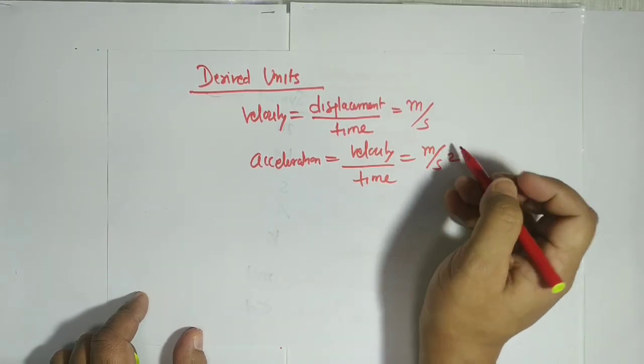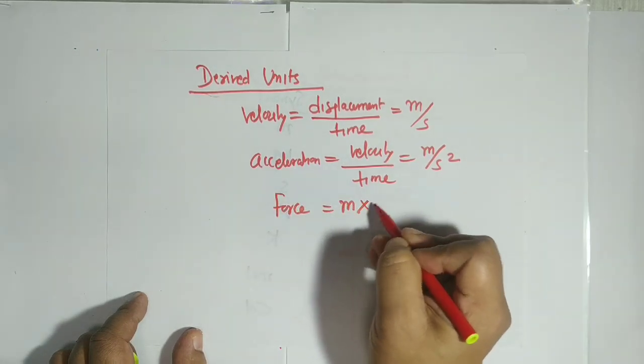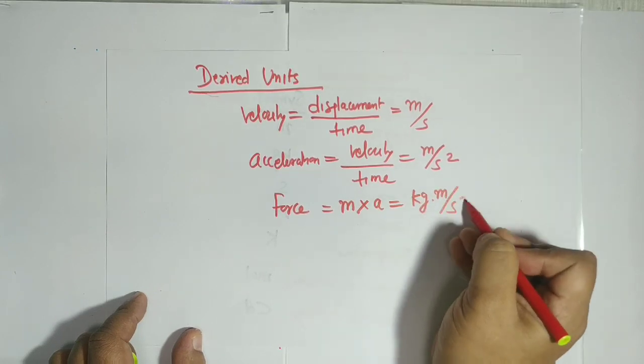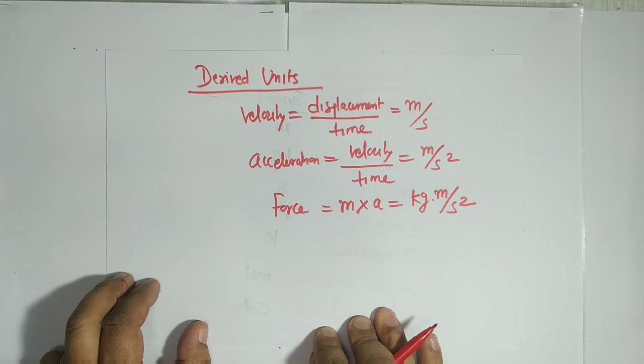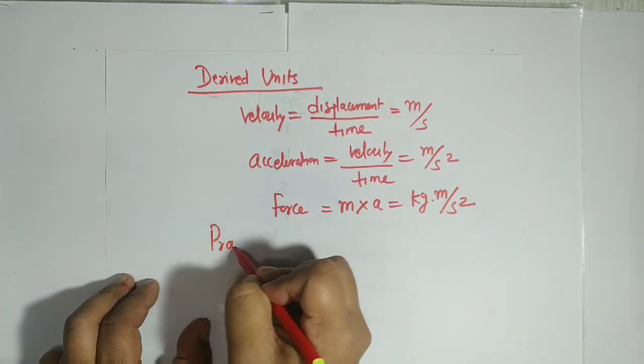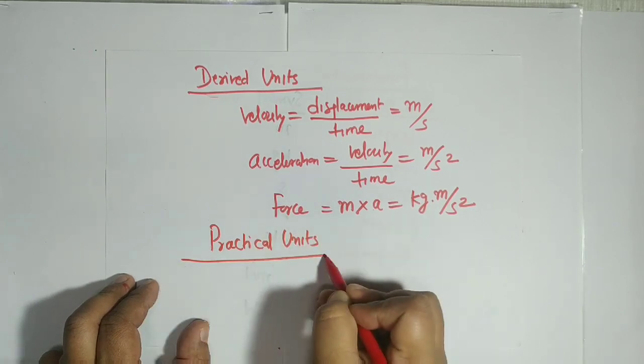So these are the derived units. Same is the force. Force is mass into acceleration. Mass is in kg. Acceleration is meter per second square. These are the derived units. And some are practical units also, which you are going to use in practical labs and in higher studies also.